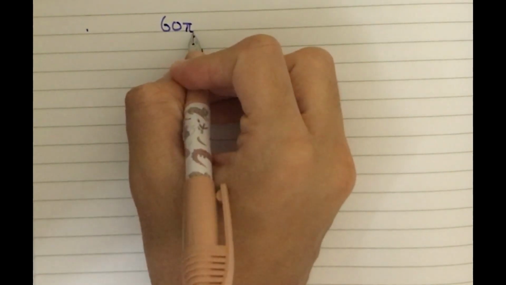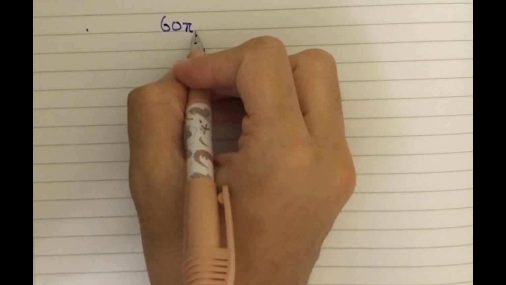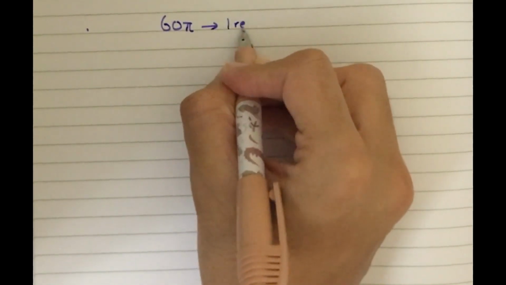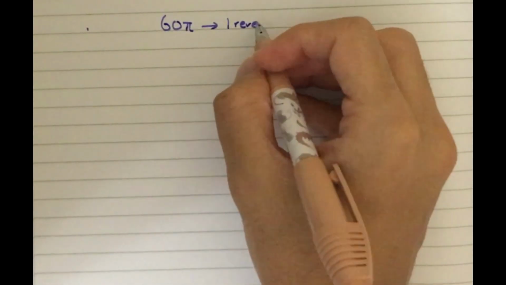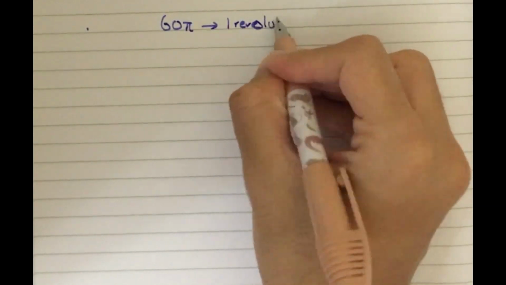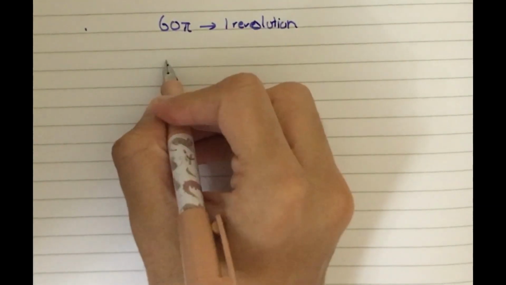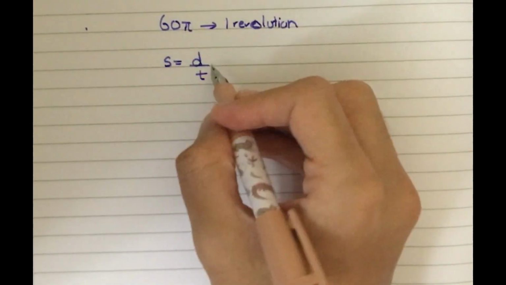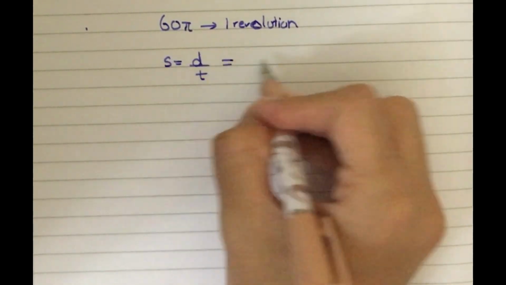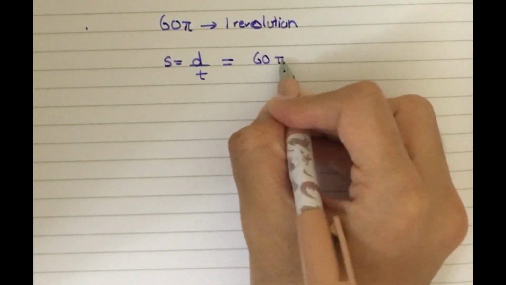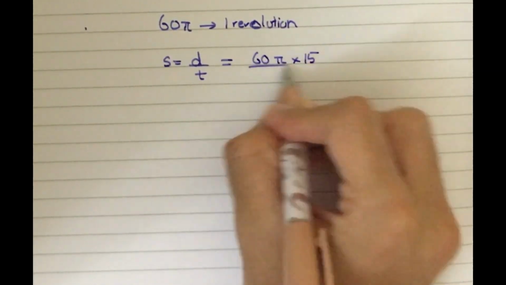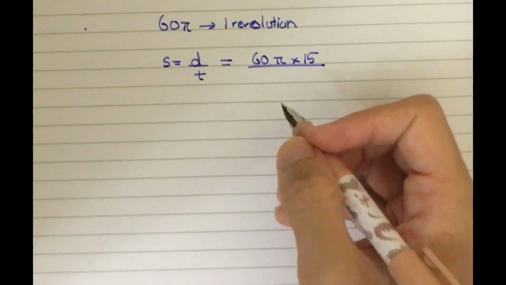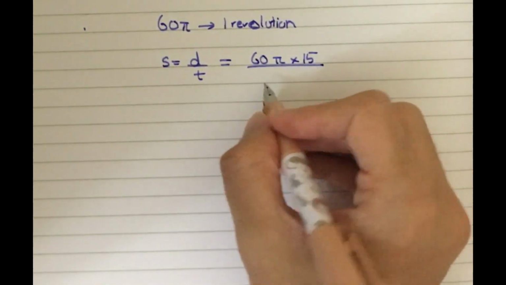And we know that to calculate the speed we use the formula. Let me write it. For one revolution, the speed formula is equal to d by t. Then it traveled 15 revolutions, so the distance traveled is 60 pi times 15, and the time, which we know is basically per minute. It says per minute.